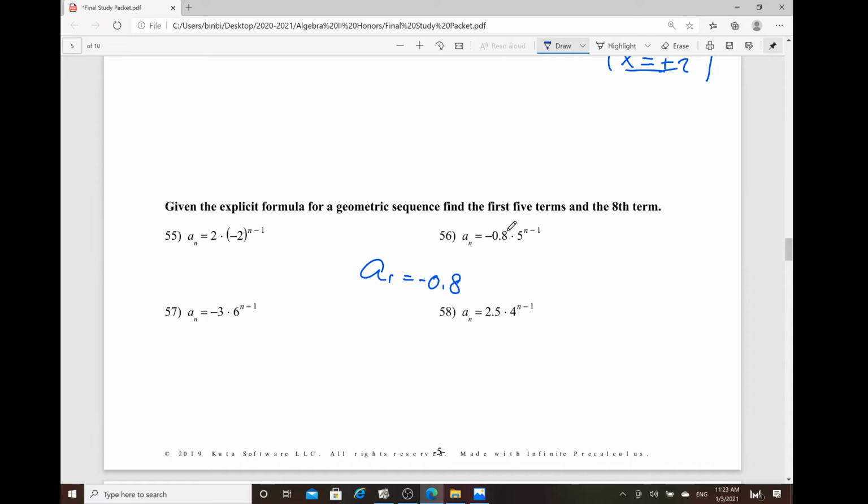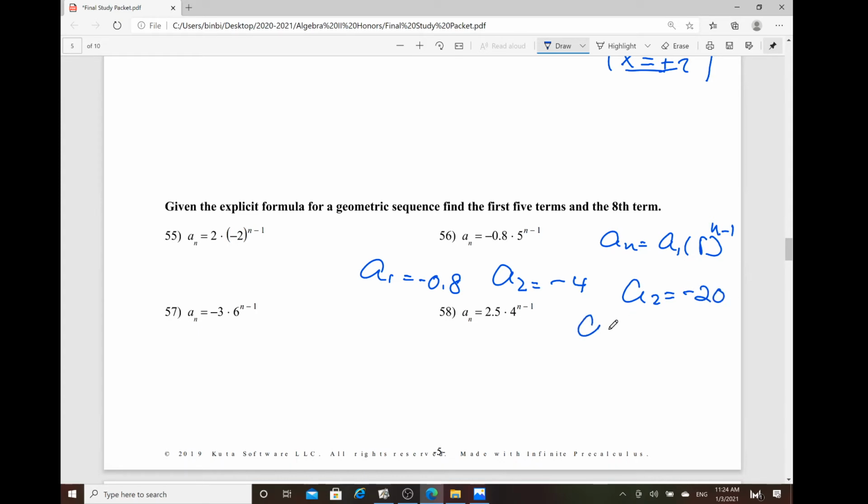And we do know the common ratio. It's 5, because according to the structure of the formula, it's a sub 1 times the common ratio to the power of n minus 1. So basically just multiply a sub 1 by 5. Then a sub 2 is negative 0.8 times 5, which is negative 4. And then times 5, we have negative 20. Well, actually, it's negative 4 times 5. Yeah, negative 20.